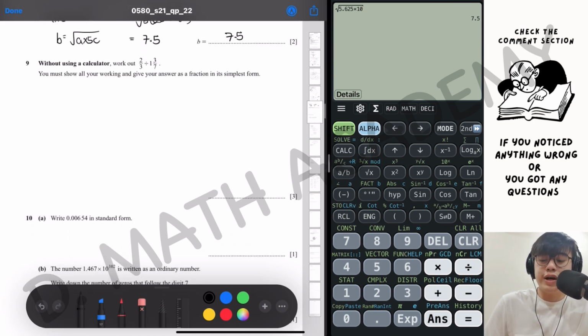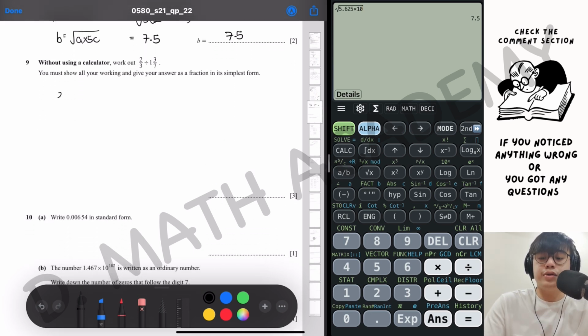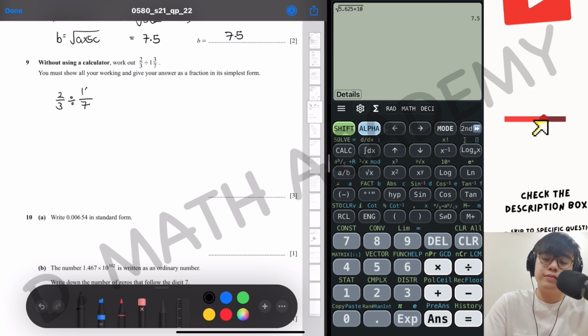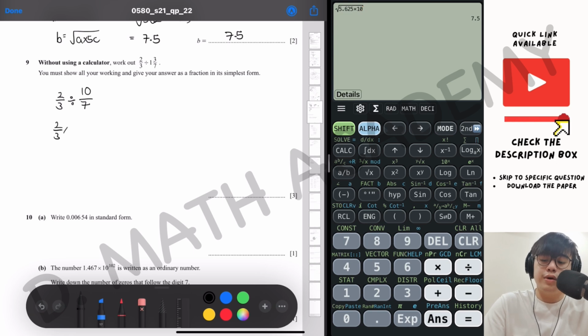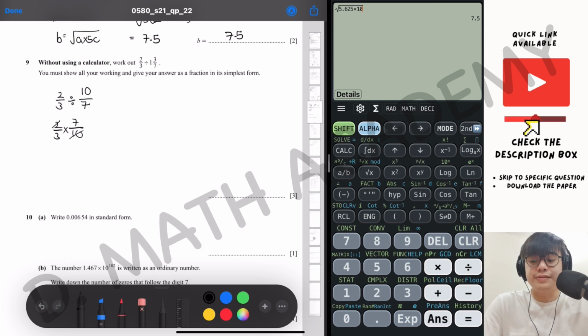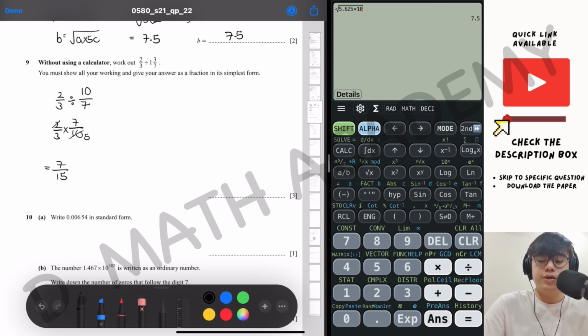Moving on to question 9. Without using a calculator, they ask you to solve this out. First thing, you change it into mixed number first. Rearrange it into multiplication. Since 2 and 10 can be further simplified, you have a balance of 5 over here. So ultimately 7 over 15 will be your final answer, and that's how you secure the 3 marks here.